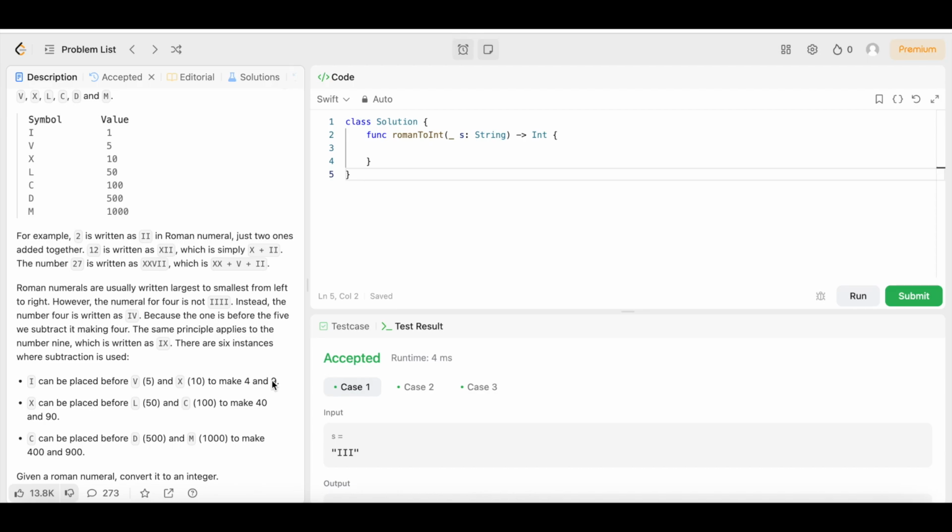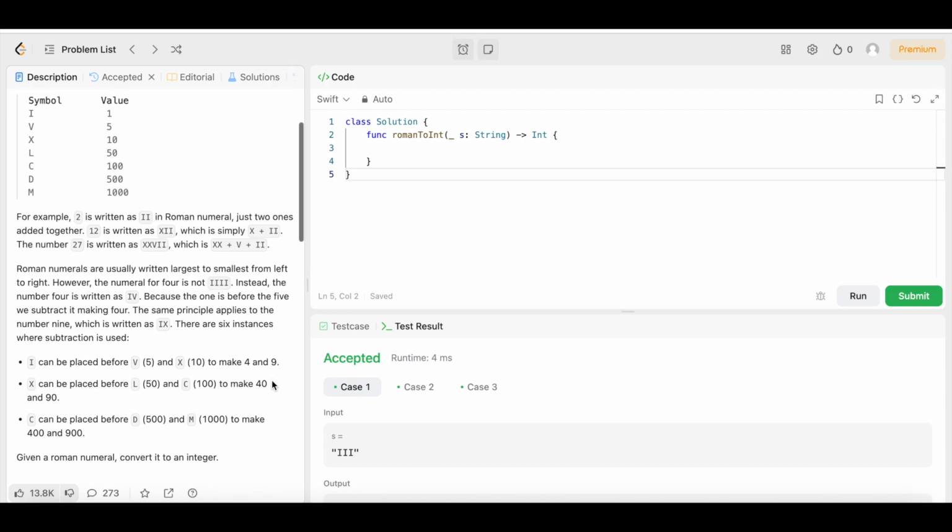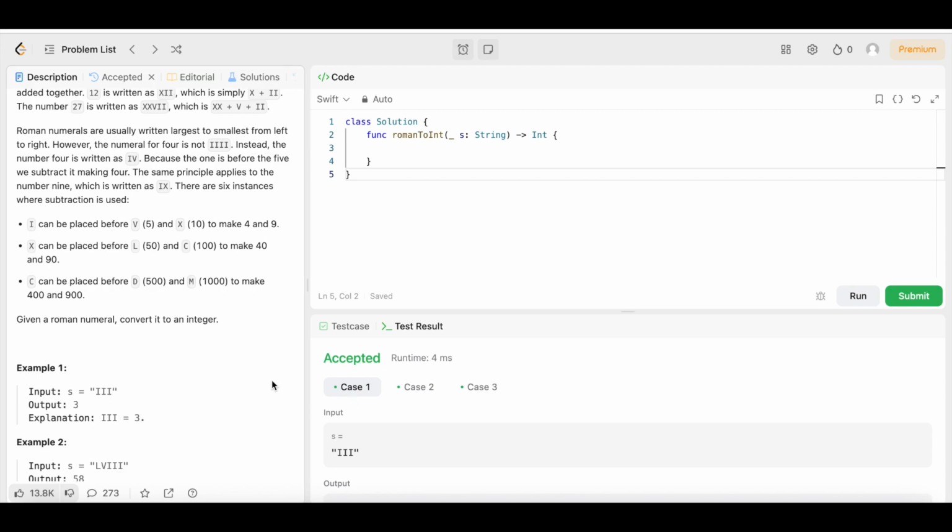The same principle applies to the number 9, which is written as IX. There are 6 instances where subtraction is used. I can be placed before V, which is 5, and X, which is 10, to make 4 and 9. X can be placed before L, which is 50, and C, which is 100, to make 40 and 90. C can be placed before D, which is 500, and M, which is 1000, to make 400 and 900. Given a Roman numeral, convert it to an integer.